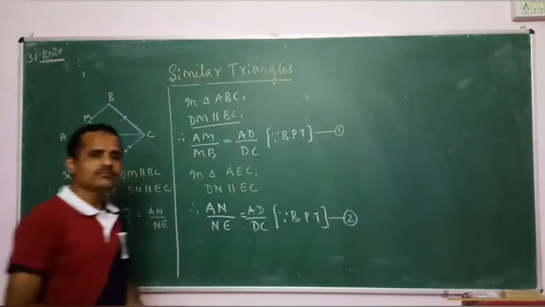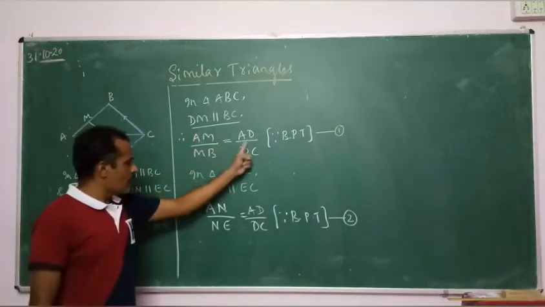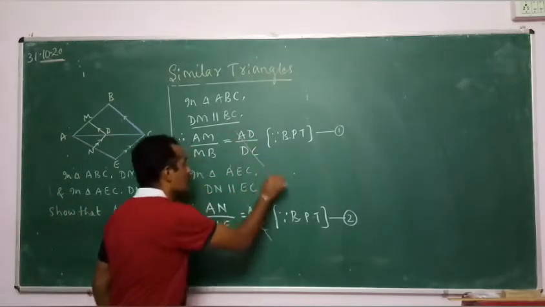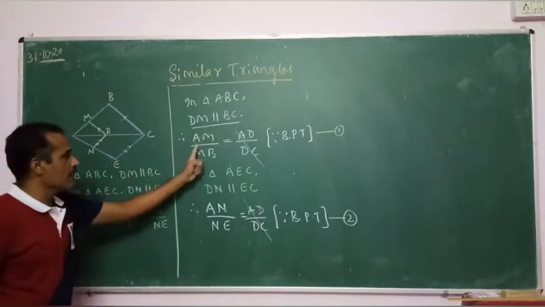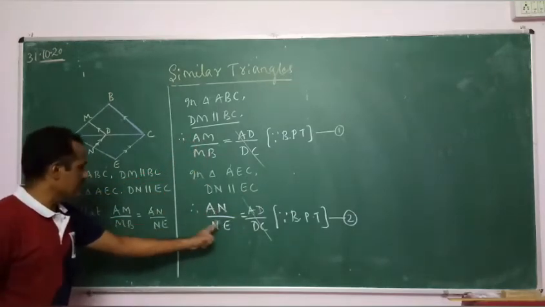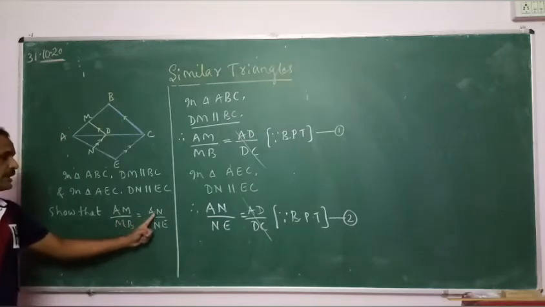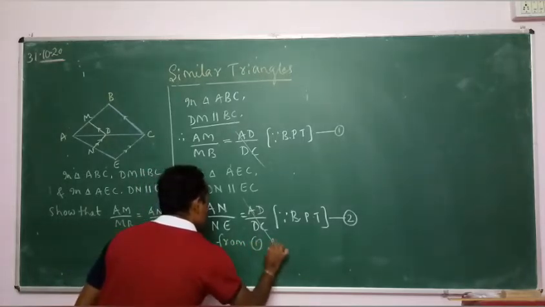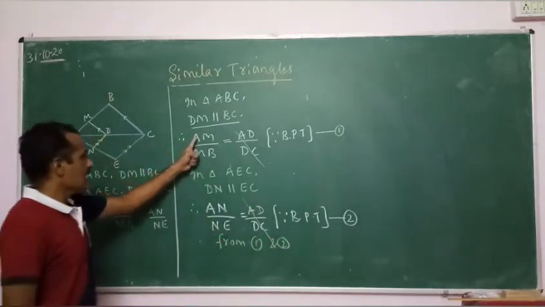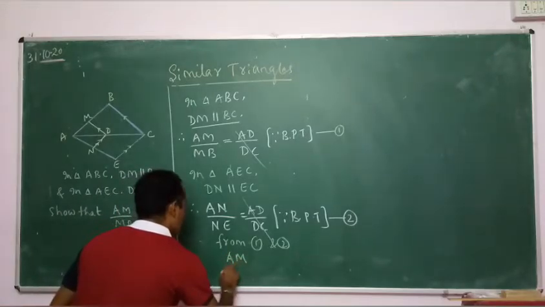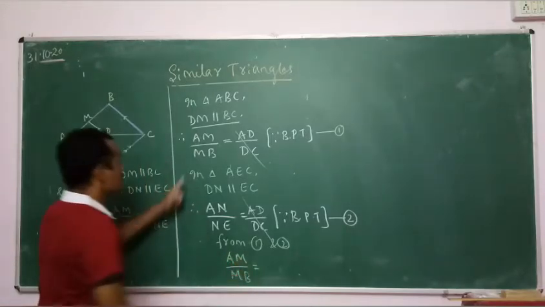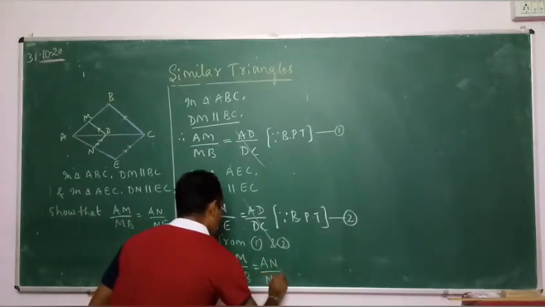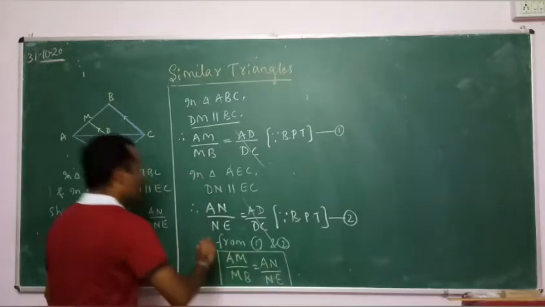Equation number 2. देखो, equation 1 और equation 2 में RHS is AD by DC, मैं कैंसिल कर सकता हूँ. What I can write? Therefore, AM by MB is equal to AN by NE. That is the end of the problem.